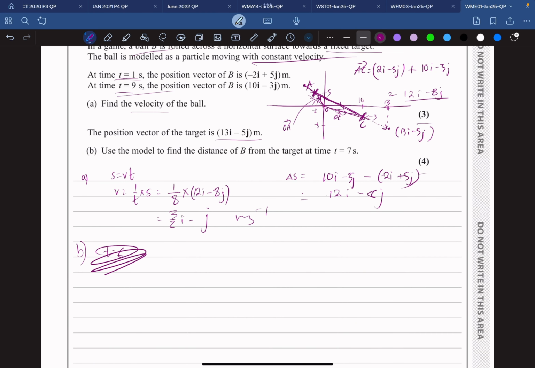Okay, actually, let's just say at t is equal to 7, we're going to do s is equal to vt again. We're trying to find out s, right? We know the velocity. The velocity is we just found out that's 3 by 2 minus j, multiplied by the time. What's the time going to be? Well, we're really just concerned about where we end up after 6 seconds from t is equal to 1. So 6 plus 1, that gives us 7. That's just going to be t is equal to 7. So we're going to have to use 6 here instead of 7.